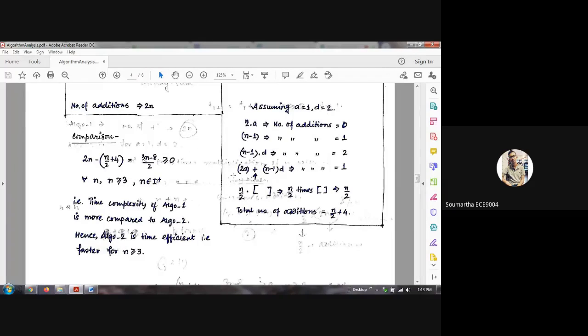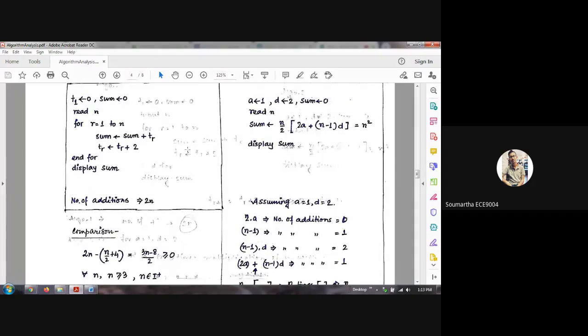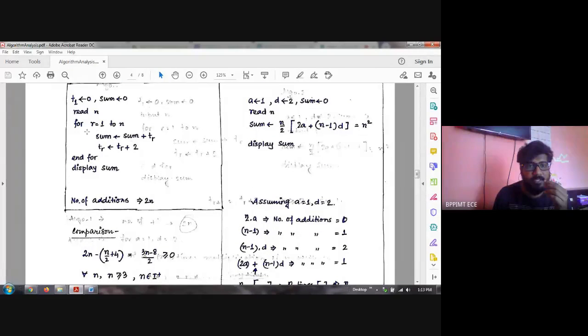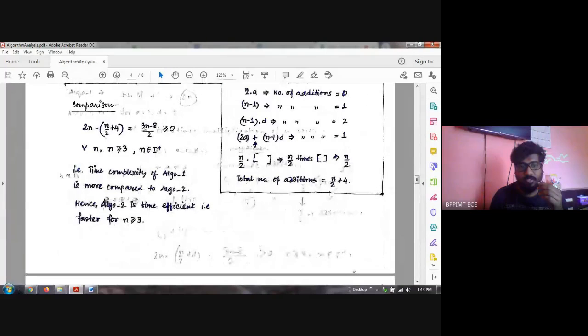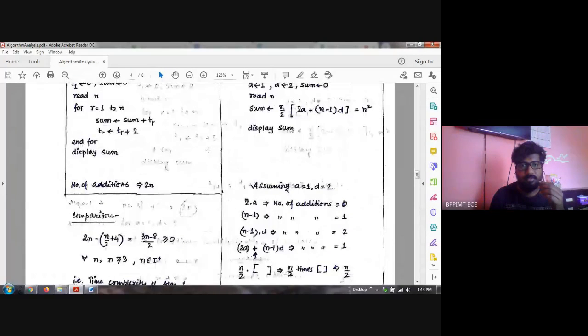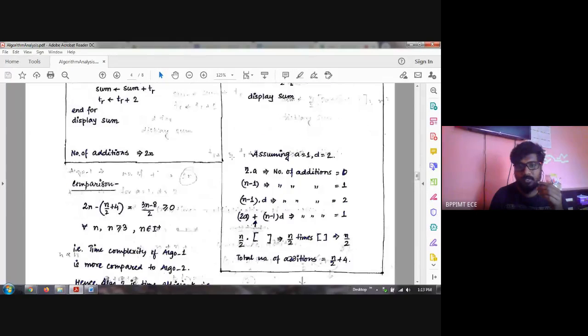Sir, in the first algorithm, how are we getting the number of additions as n? Sir, in each iteration of the for loop, we are adding sum plus tr, one addition, and in the second line we are adding tr plus the next term. Okay, sir. Understood. Okay. So I hope all of you understood this part.